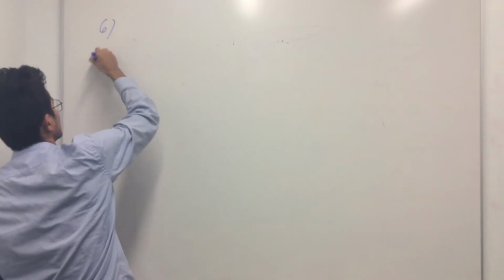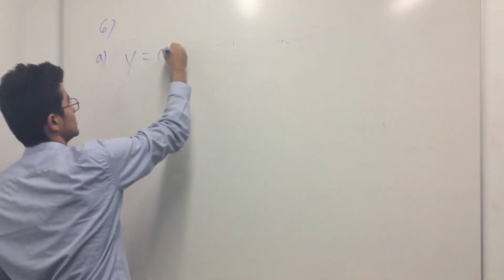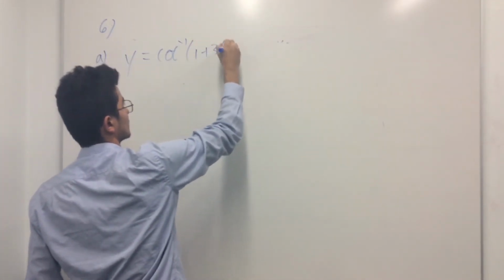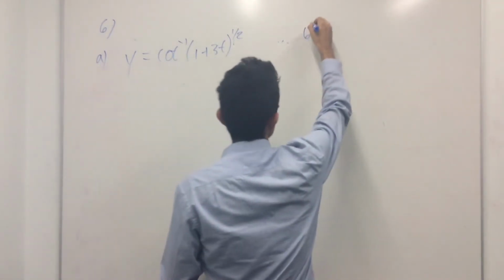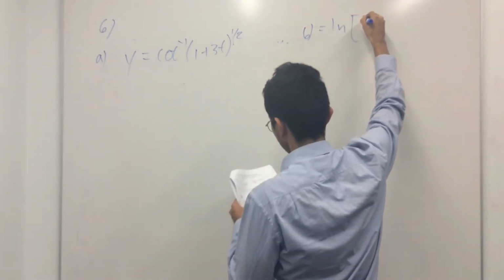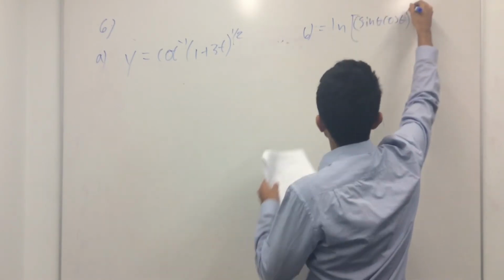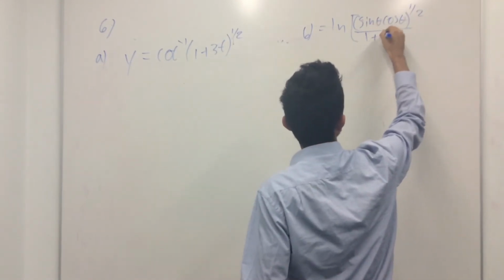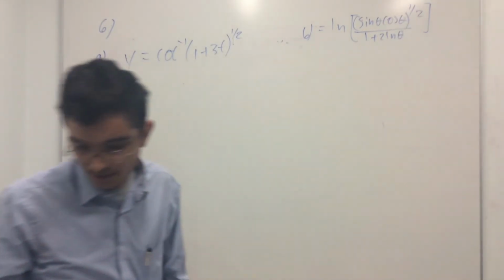Question 6. For part A, we have y equals cotangent inverse of (1 plus 3t) all to the power of 1/2. And then part B equals ln of sine of theta cosine of theta, this to the power of 1/2, divided by 1 plus 2 ln of theta. All of that is inside of the logarithm.